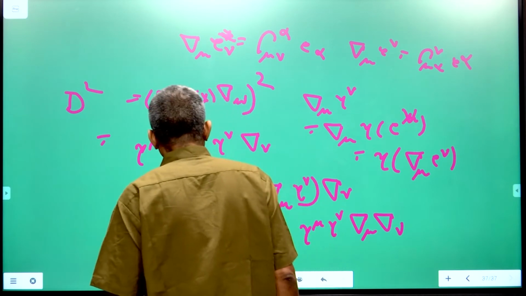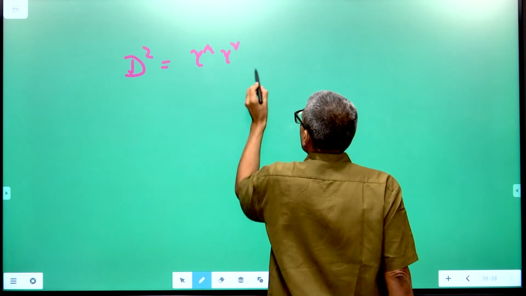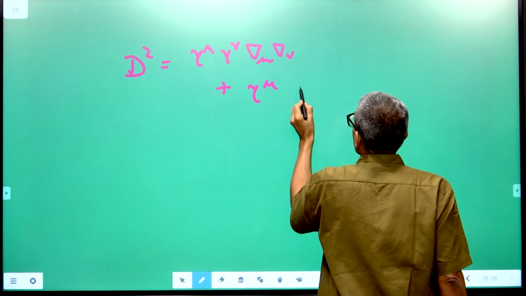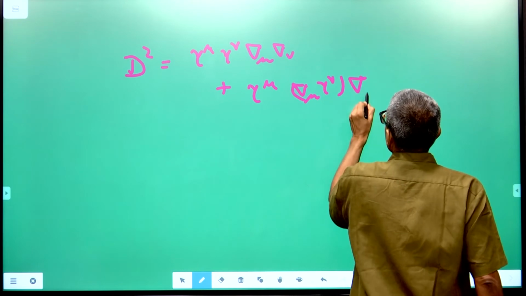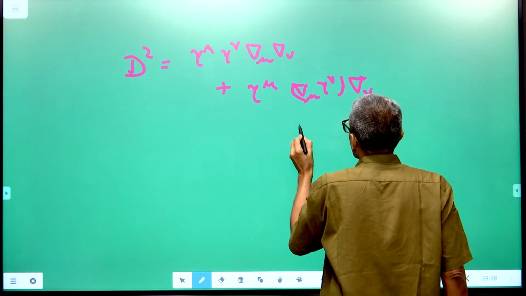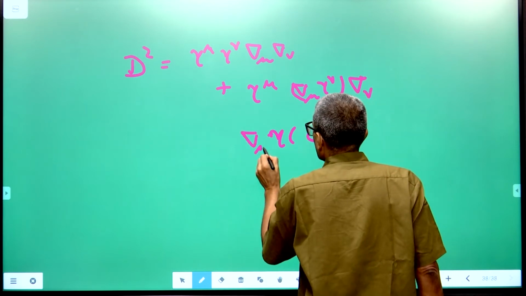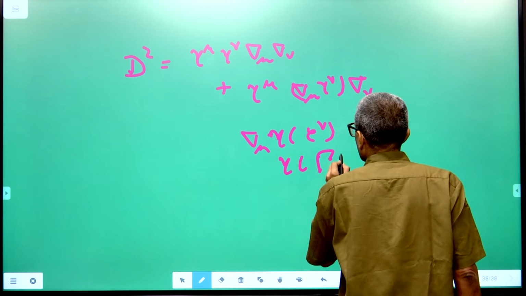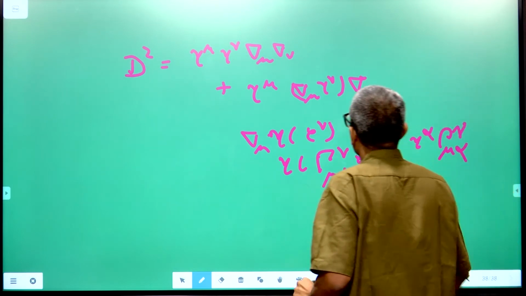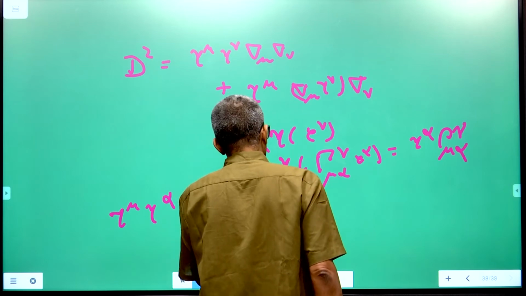So if you look at the square of the Dirac operator, D square becomes gamma mu gamma nu del mu del nu plus gamma mu into del mu gamma nu multiplied by del nu. Now, we have just seen that this portion is gamma of del mu E nu, which is gamma of gamma nu mu alpha E alpha, which is nothing but gamma alpha gamma nu mu alpha. So the second term can be written as gamma mu gamma alpha into gamma nu mu alpha del nu.